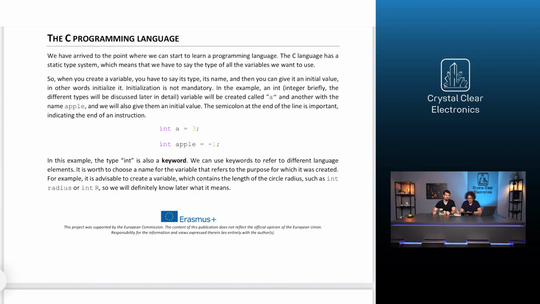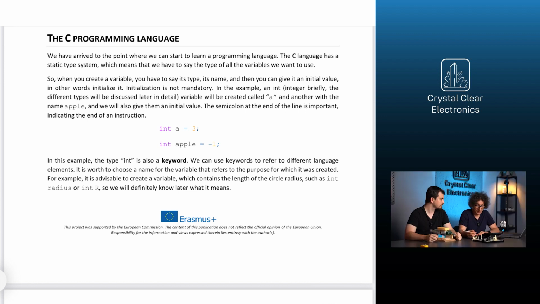The C language has a static type system, which means that we have to say the different types of all the variables we want to use. So, when you create a variable, you have to say its type, its name, and then you can give it an initial value. In other words, initialize it. Initialization is not mandatory.